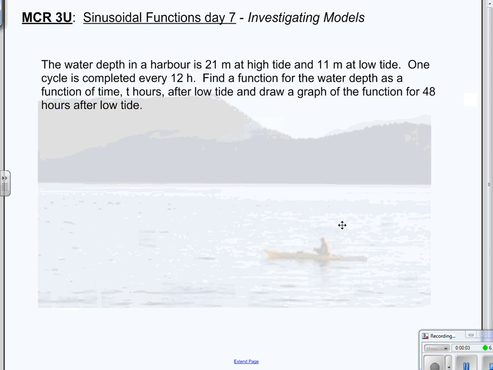Grade 11s, we're looking at sinusoidal functions. Day 7, we're investigating models. So this is where the real life comes in. We're going to do just a couple problems tonight. This one is about harbor depth.